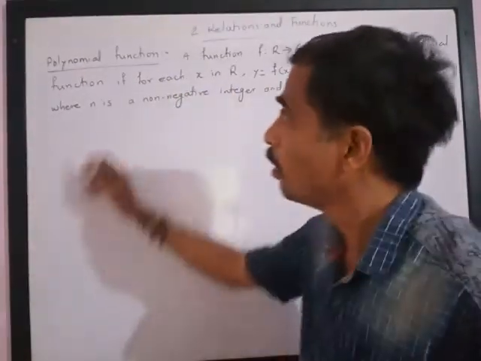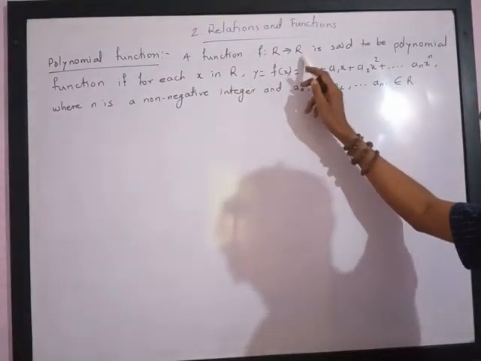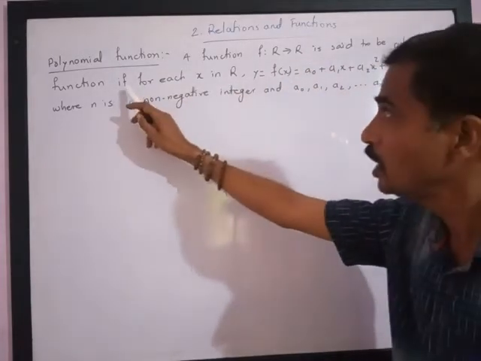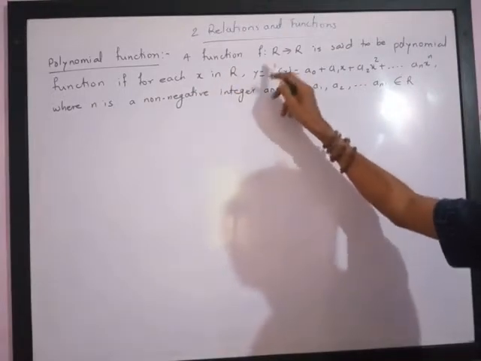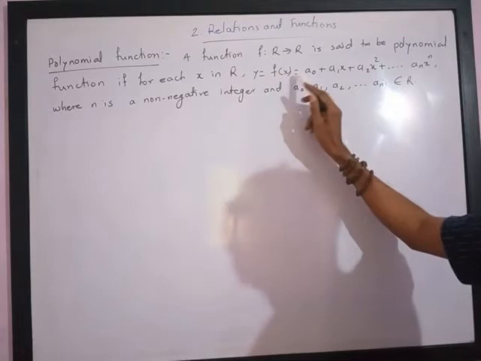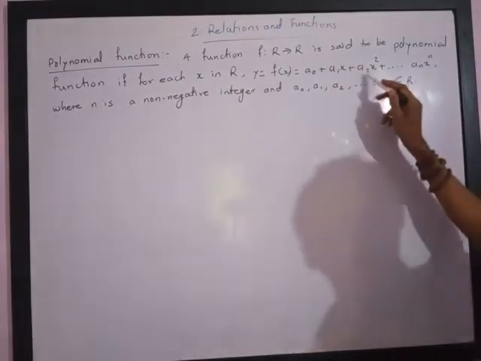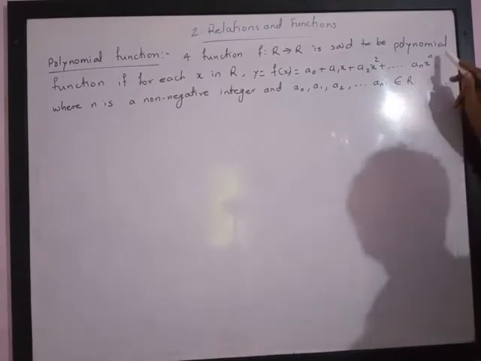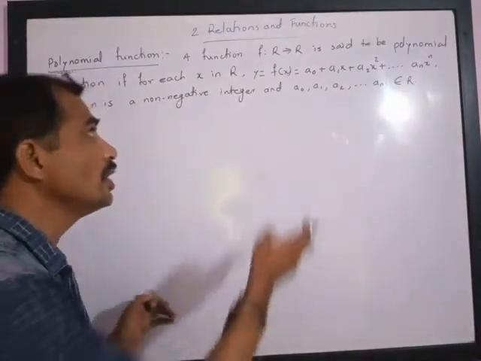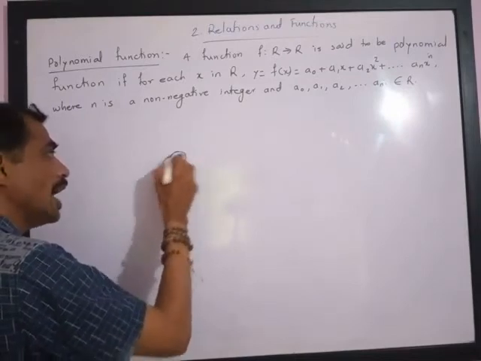The third type of function is a polynomial function. A function f from real numbers to real numbers is said to be a polynomial function if for each x in real numbers, y is equal to f(x), and f(x) is equal to a0 + a1x + a2x² + and so on up to an xⁿ, where n is a non-negative integer. What does that mean? If n is a non-negative integer, this n in xⁿ must be non-negative.